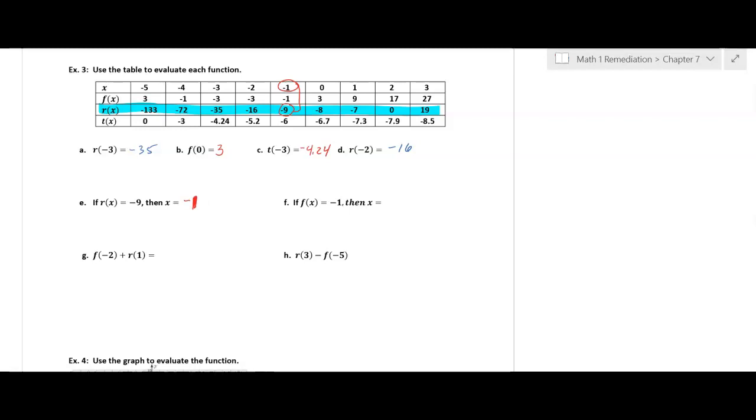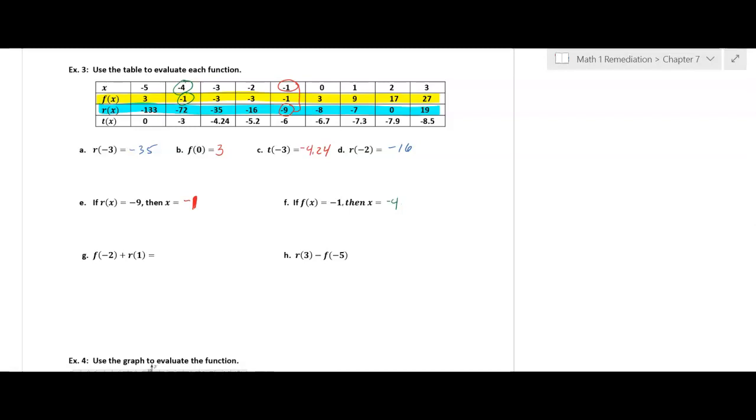Okay, if I do it for the next one, if f of x is equal to negative 1, right away, function f, where is the output negative 1? Well, here's an output of negative 1 for function f. What input gave you that output? x was negative 4. So it's just reading the table a little backwards.